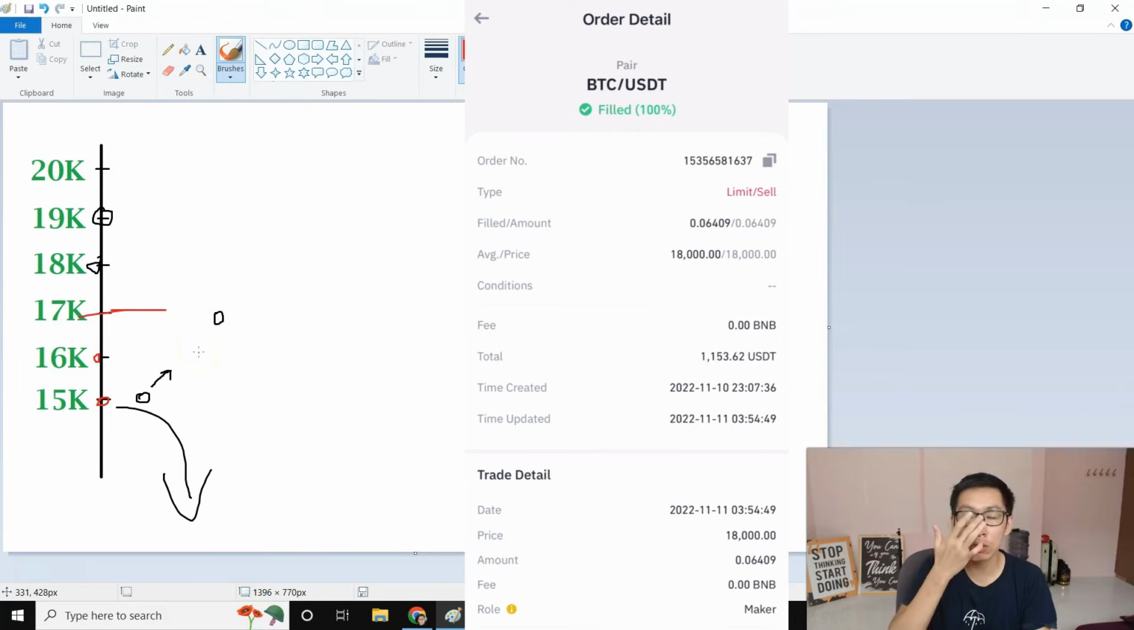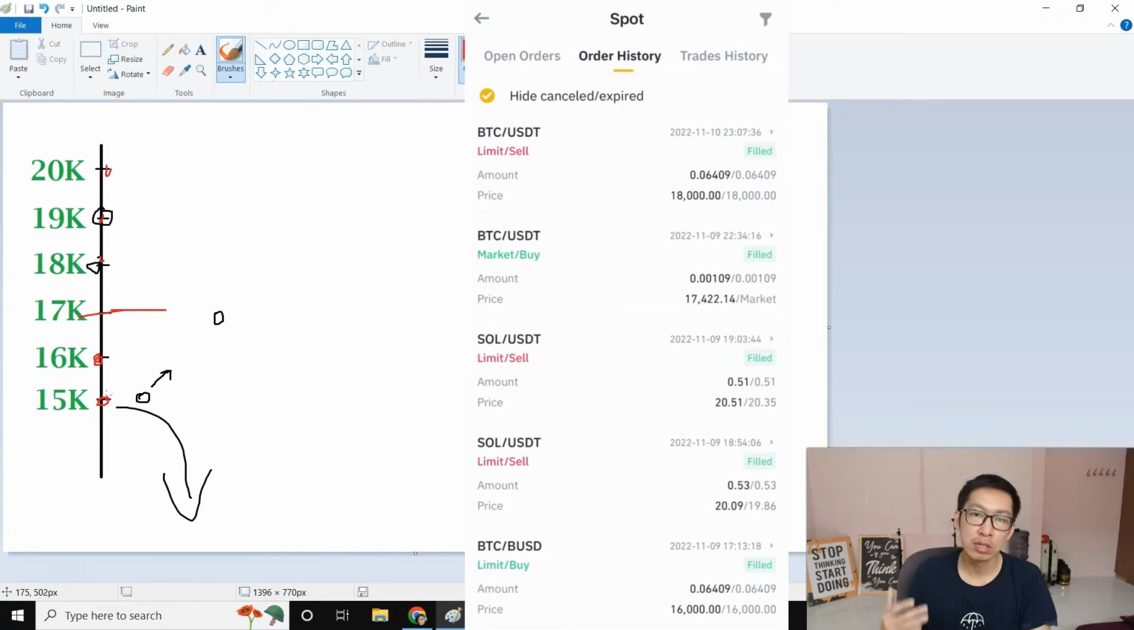So the moral of the story here: don't waste your money at the top. Don't just invest all in. Have some money to do dollar cost averaging, to buy at the bottom as well. Even right now, I still have cash. Let's say if Bitcoin drops to 10k, I can still have money to buy low, and then I can sell high.